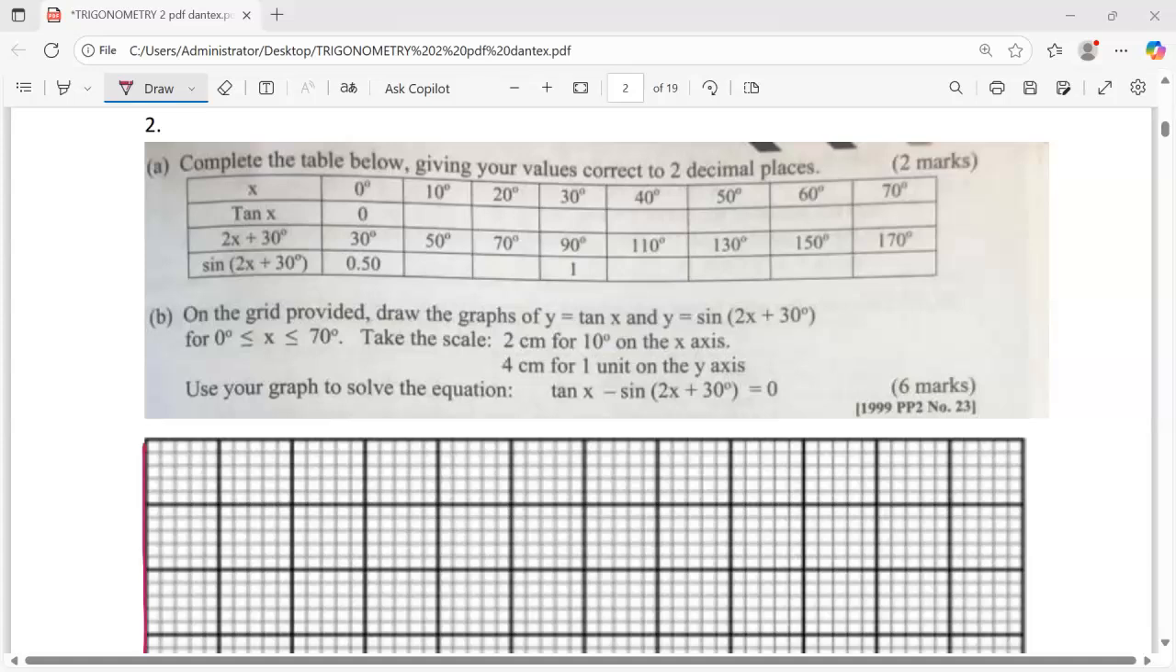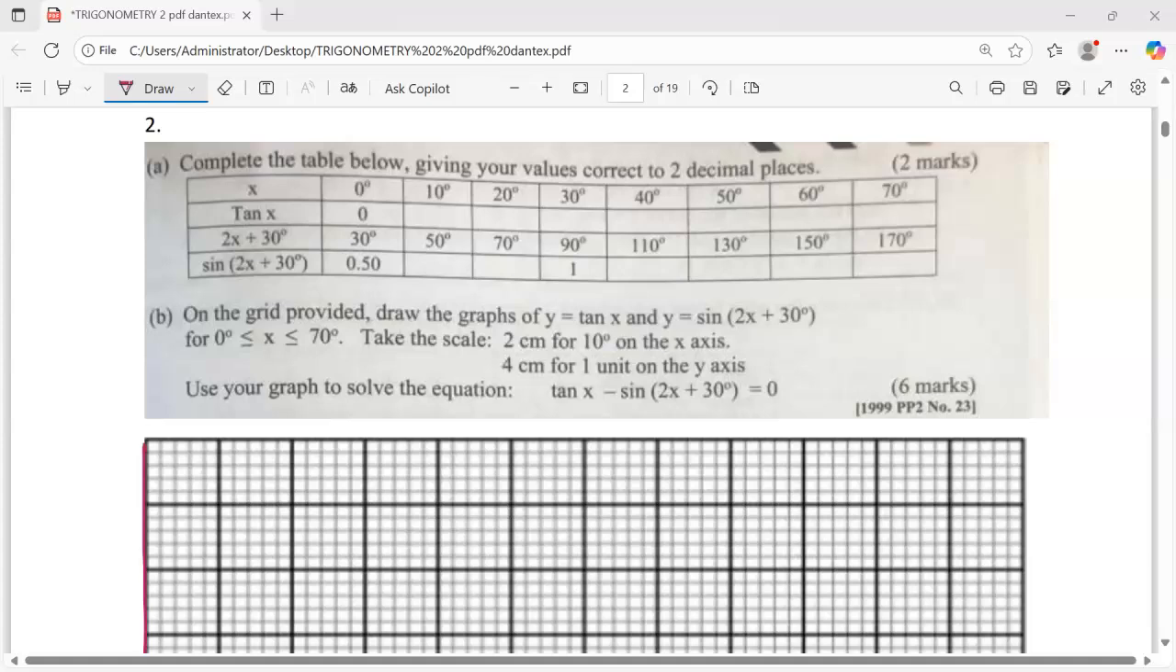We are presenting a question that was done in KCSE 1999, paper 2, question number 23, a question on trigonometry. The question reads: complete the table below giving your values correct to two decimal places. We have the values of x from 0 to 70 degrees. We have tan of x.